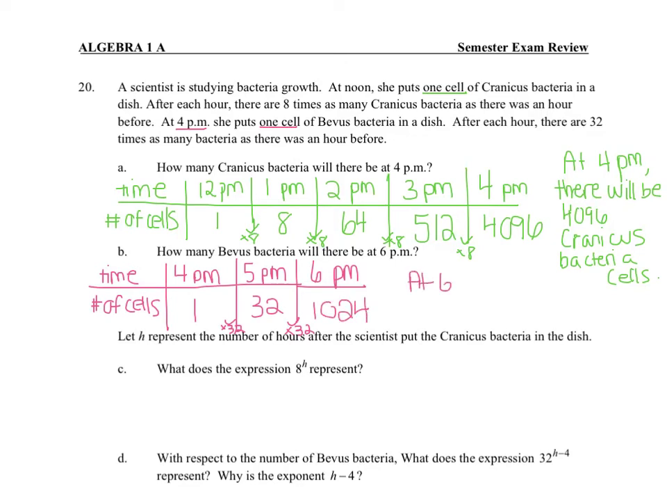So at 6 p.m., there will be 1024 Bevis bacteria cells.